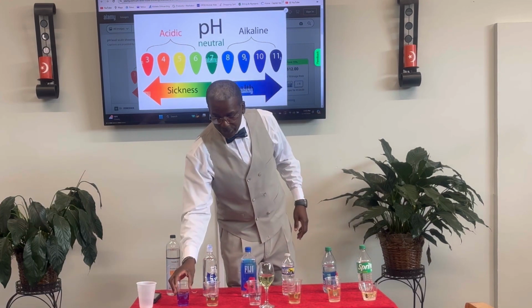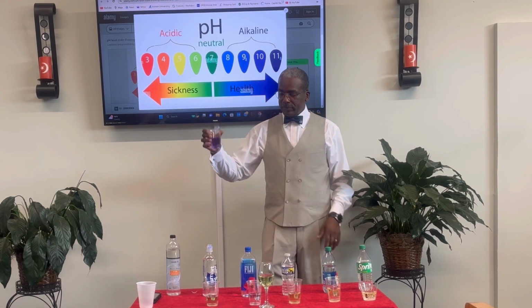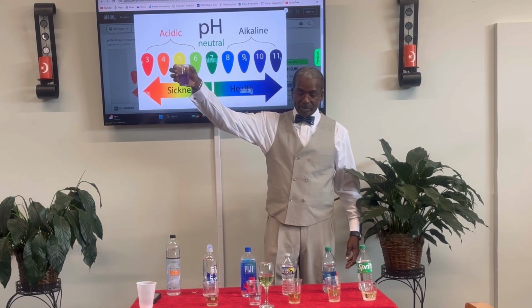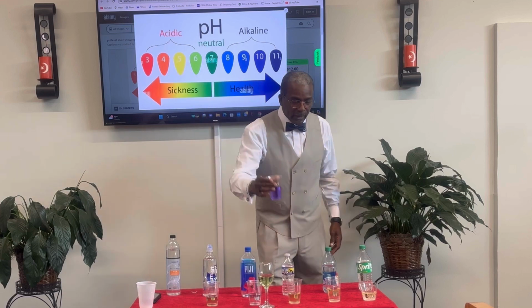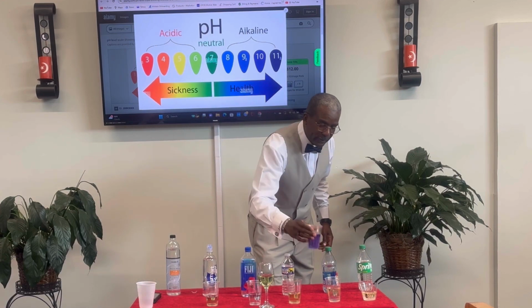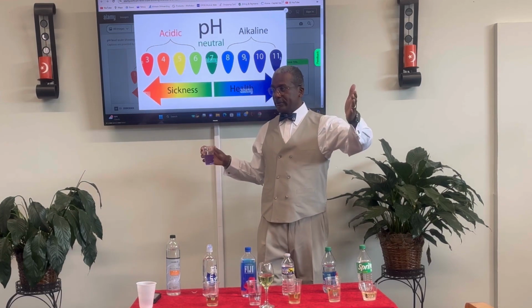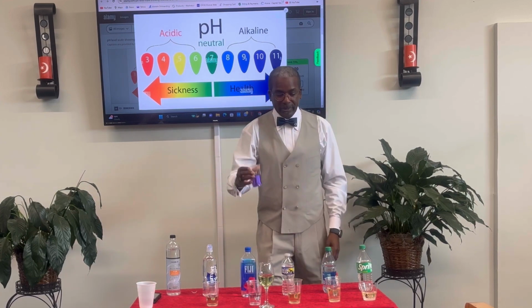Now, to put all this water to the test, you can go back to your alkaline. Look at that purple right there. You can put it up against this one. Look how it turned just immediately. Just put a little bit in there.